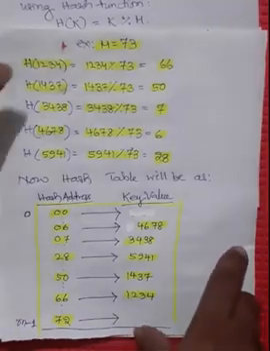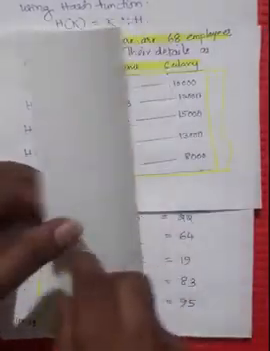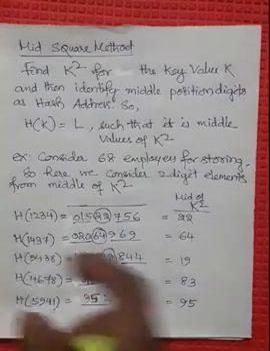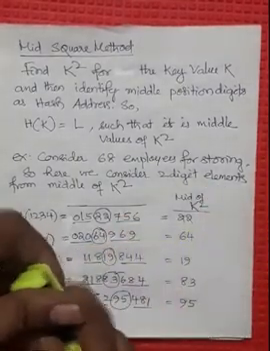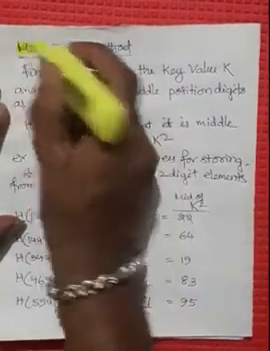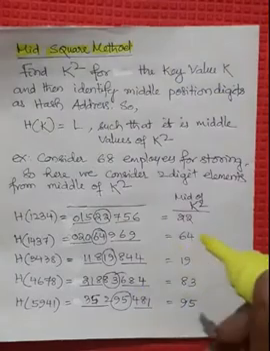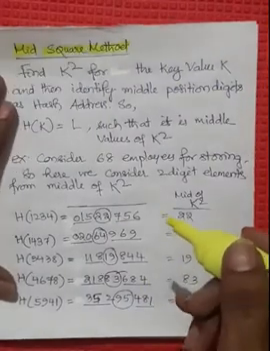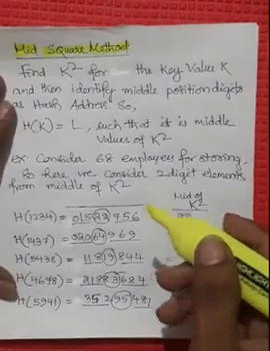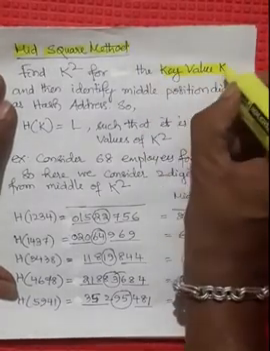Now let us understand the next hash function, the mid square method. After the mid square method we will discuss the folding method. The mid square method is another hash function where again we are able to generate the address with a different approach.